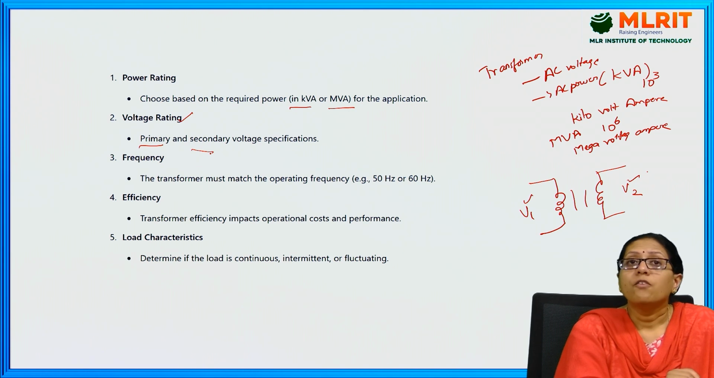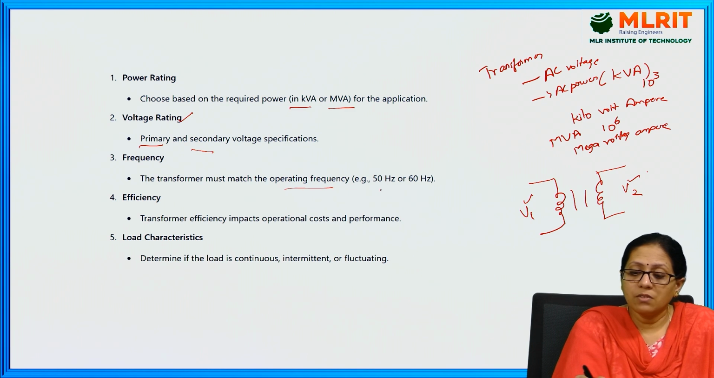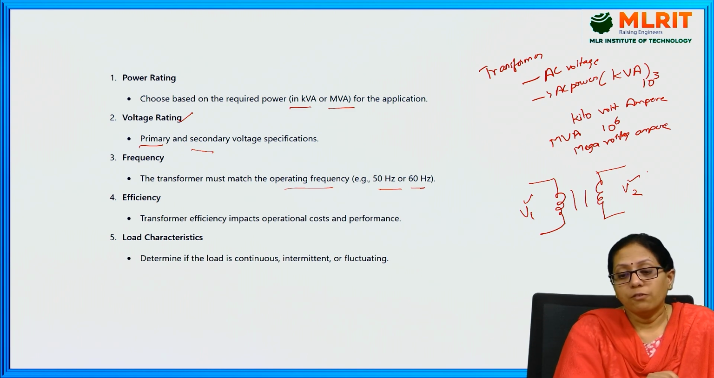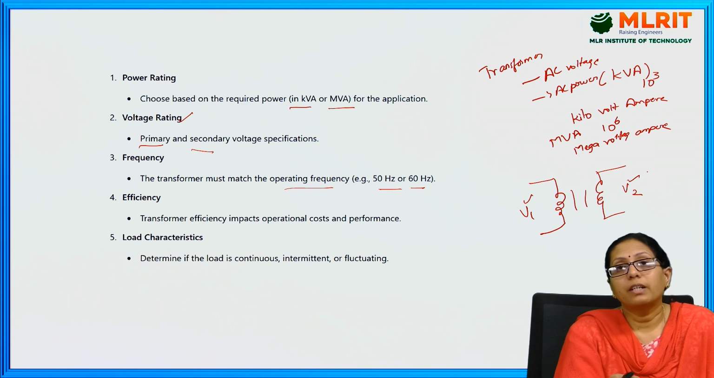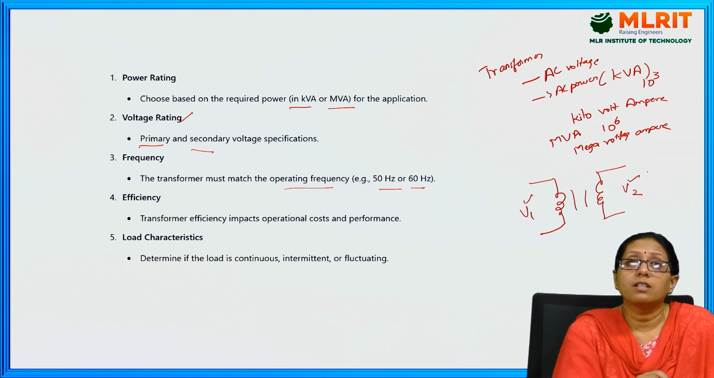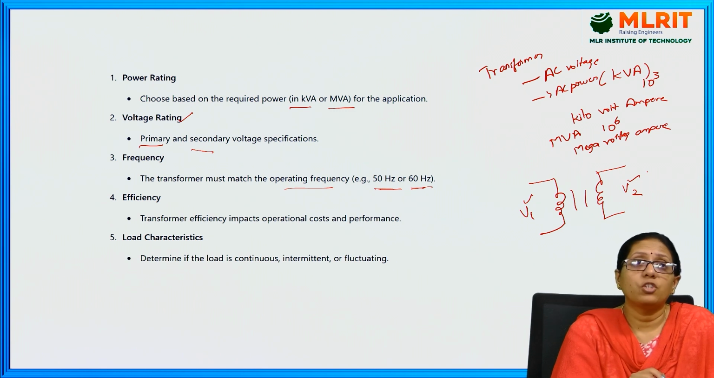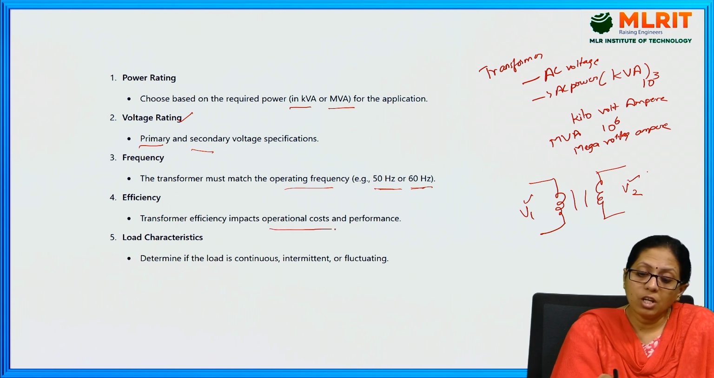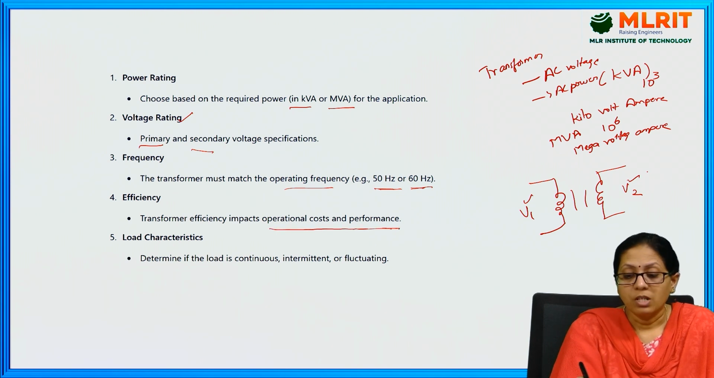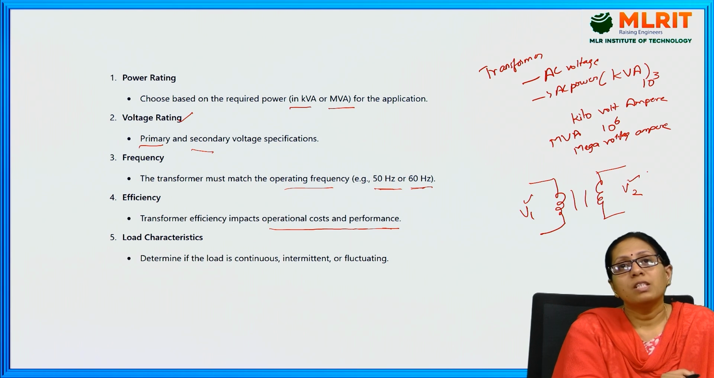The third one is frequency. The transformer must match the operating frequency, that is 50 Hz or 60 Hz. If the transformer is connected to another frequency, that is 40 or 30 Hz, the transformer will not work. The transformer will work only for two frequencies, that is either 50 or 60. The next one is efficiency. The transformer efficiency impacts the operational cost as well as the performance.